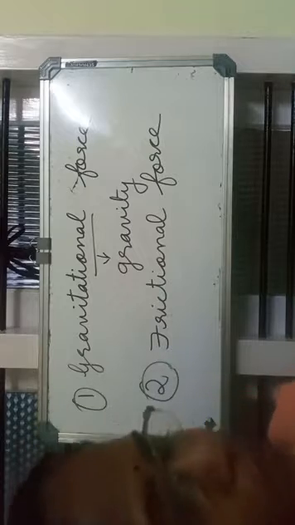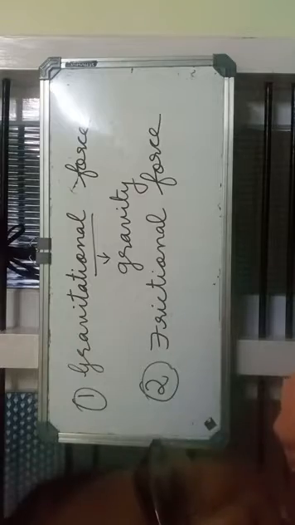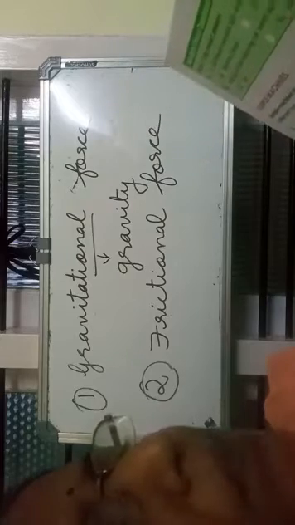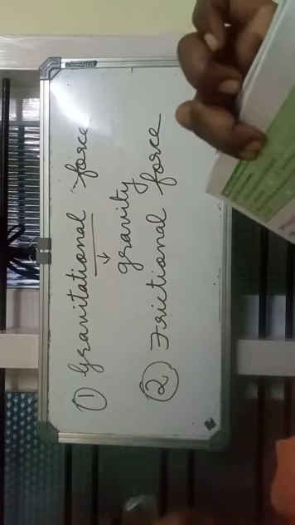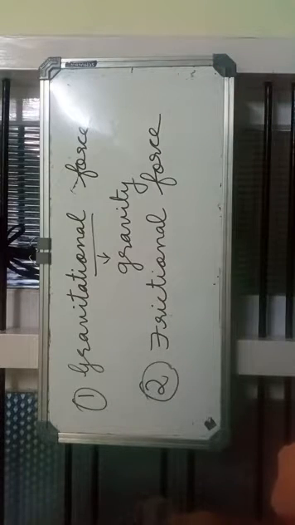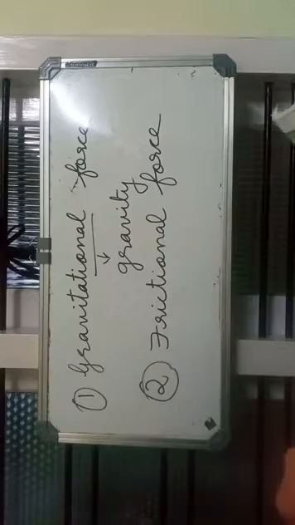Okay, then multiple choice questions are given. See the first one: a ball thrown upwards falls down due to what? Frictional force, gravitational force, magnetic force. The answer is gravitational force. And which of the following can speed up a moving object? Air, force, friction. A force can speed up a moving object.